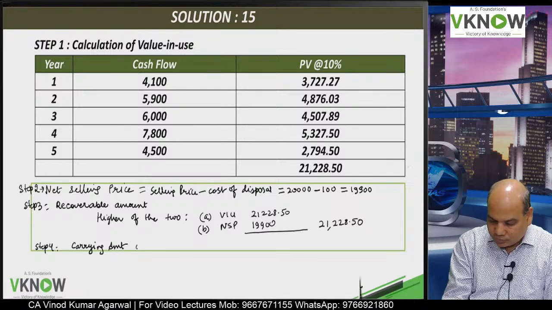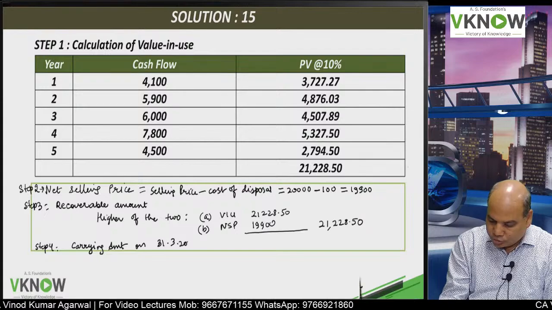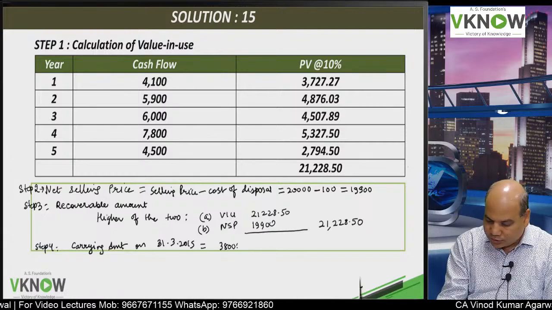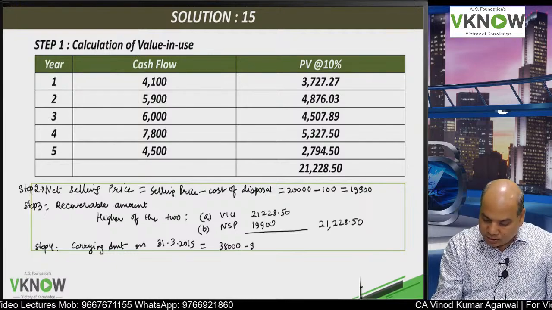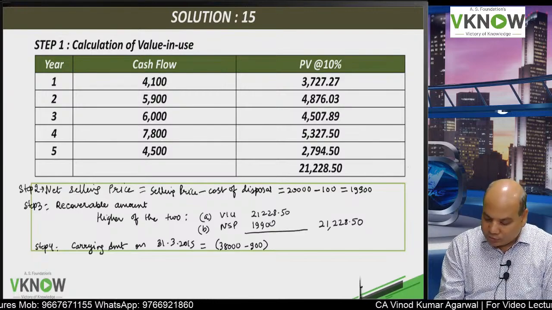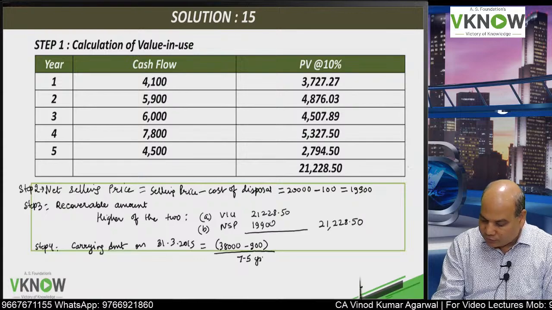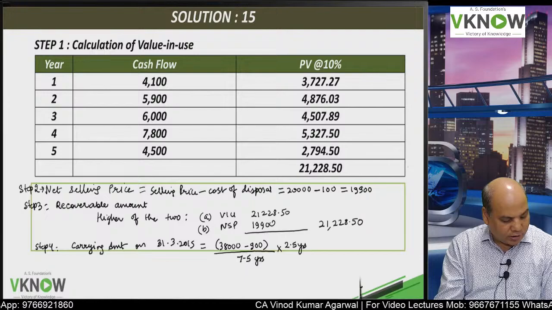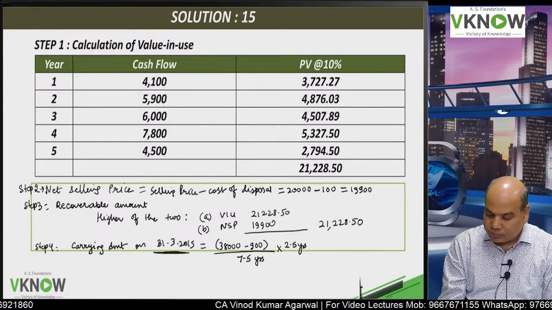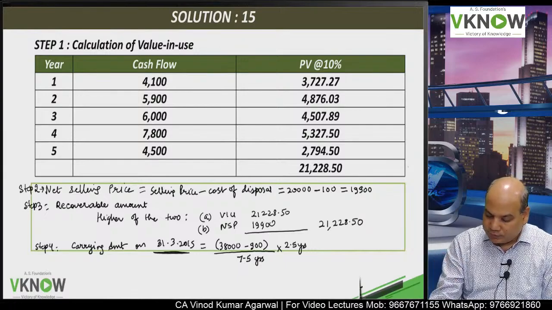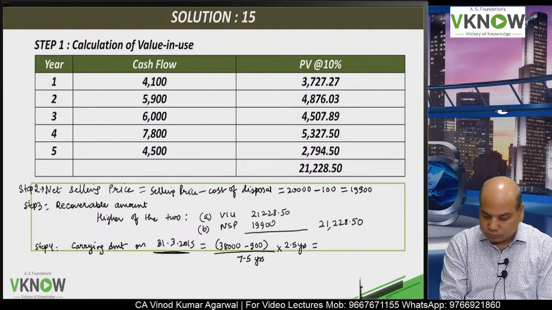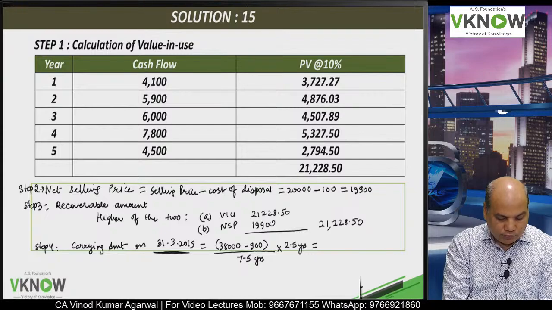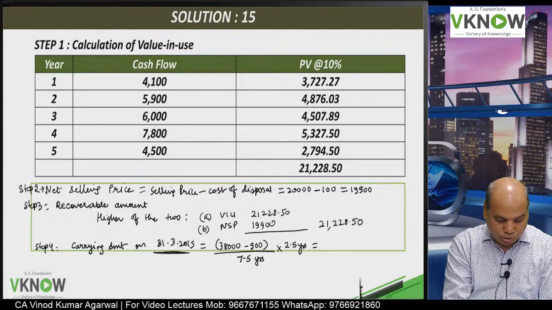Carrying amount on 31st March 2015. The cost of the asset is 38,000 lakh. Estimated residual value is 900. Divide by 7.5 years annual depreciation and multiplied by 2.5 years. On 31st March 2015, 2.5 years are over out of 7.5 year. Therefore, the carrying amount will be 38,000 minus 900 divided by 7.5 equal to 4946.66. That is annual depreciation into 2.5 completed year.